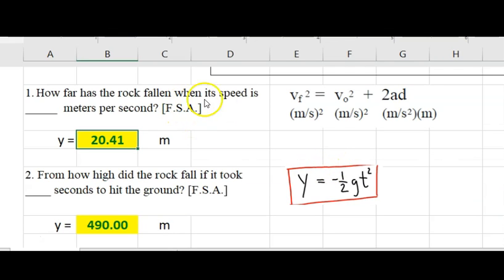How far has the rock fallen when its speed is 20 meters per second? Well, this is a very easy problem to solve using formula 5. We know that the final speed will be 20 meters per second, and we know the initial speed is 0. We know gravity is g, 9.8. We plug those into the formula, and we get 20.41 meters. The next question: from how high did the rock fall if it took 10 seconds to hit the ground?